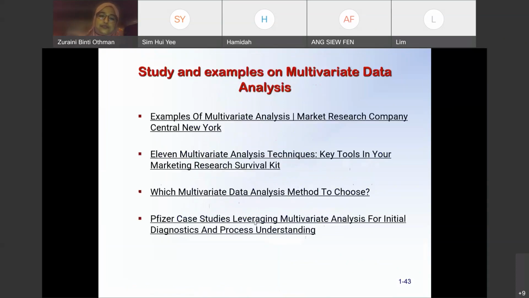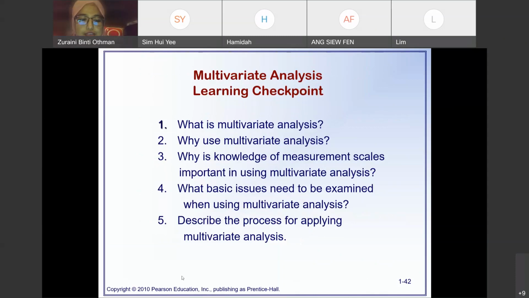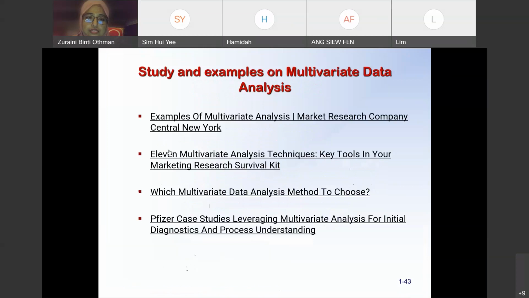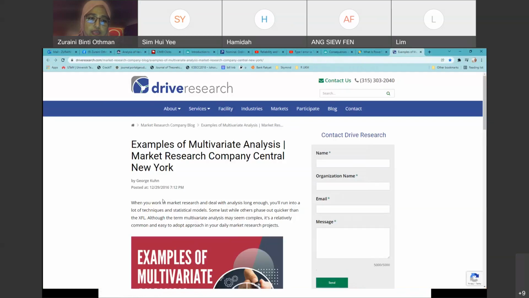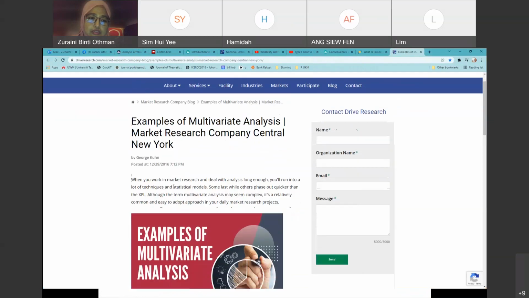This is the end of the slides for the introduction to multivariate data analysis. I'll put some studies and examples for this analysis. For example, multivariate analysis from a market research company in Central New York. This is an example that I found on the internet. They are using multivariate analysis. We go one by one. You may go through it. This is their report, their example using multivariate analysis.